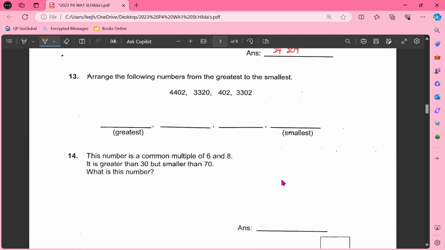Question 13, arrange the following numbers from the greatest to the smallest. So if you look at this, the greatest will be 4402, followed by 3320, then 3302, then 402. So these two, please don't get confused, okay? It's kind of similar, but you know that the other will be greater than this one, okay? So please arrange them properly.